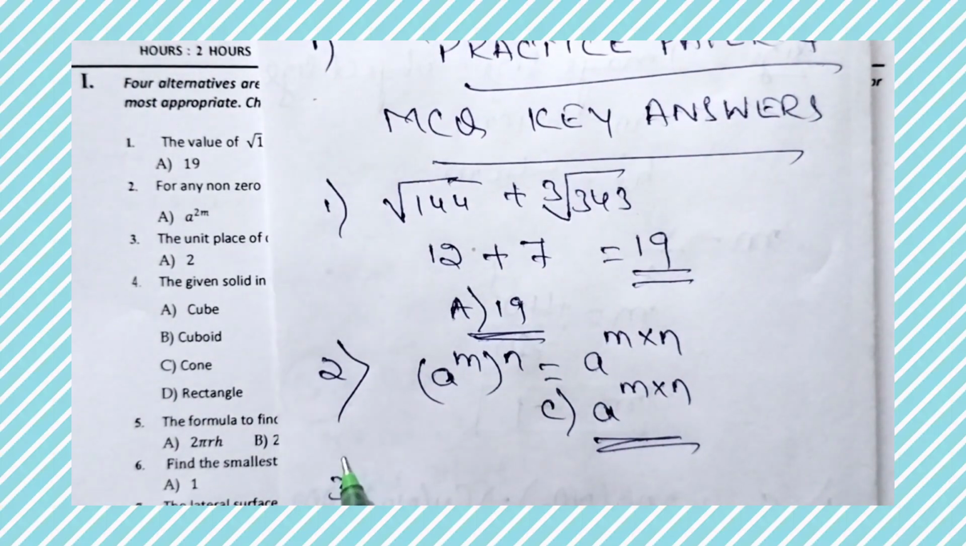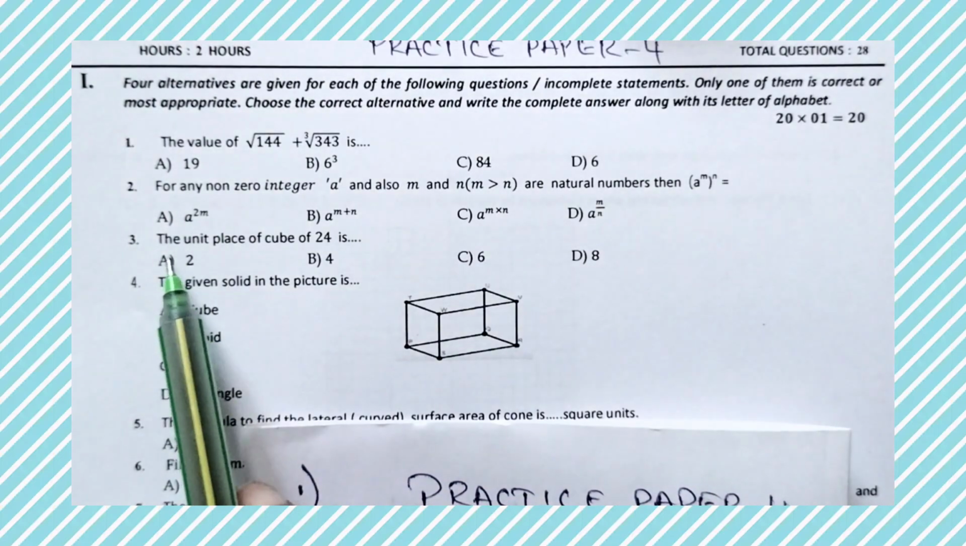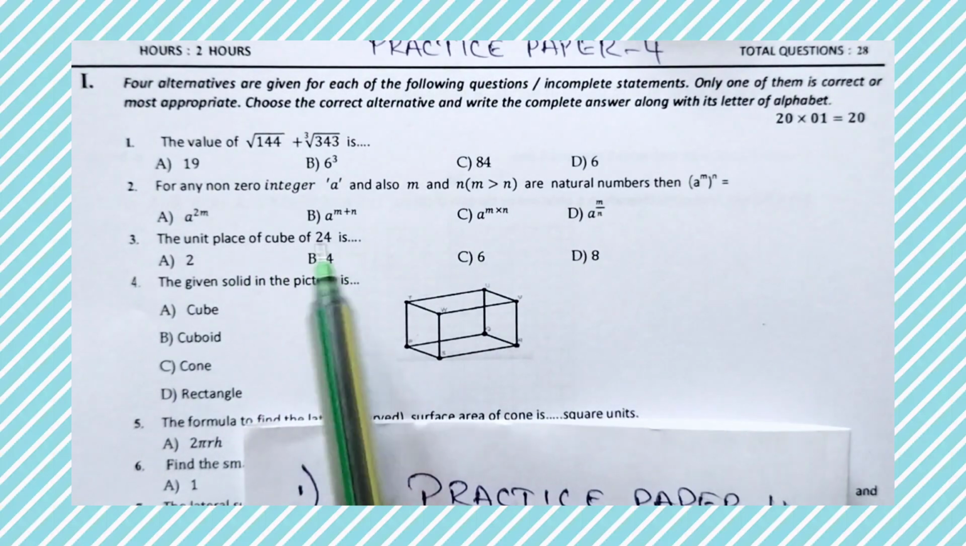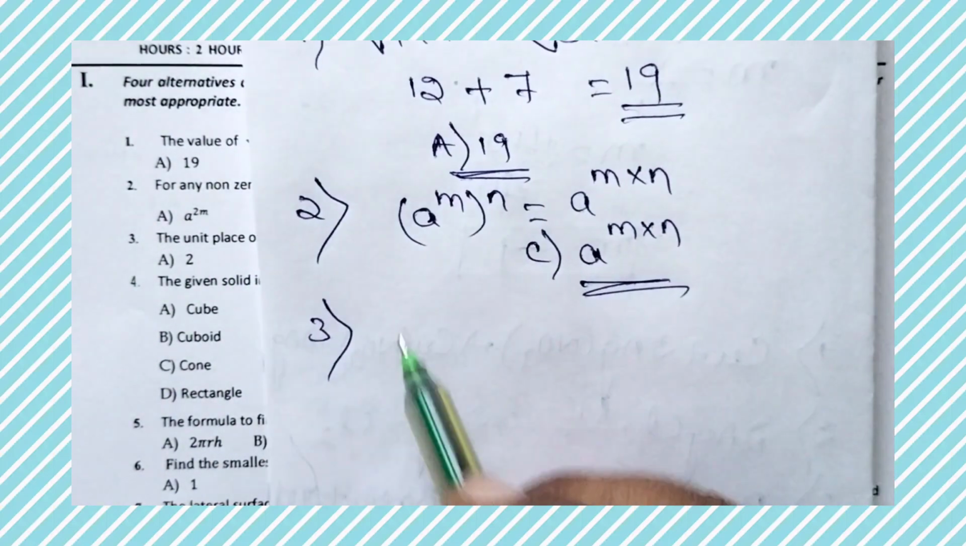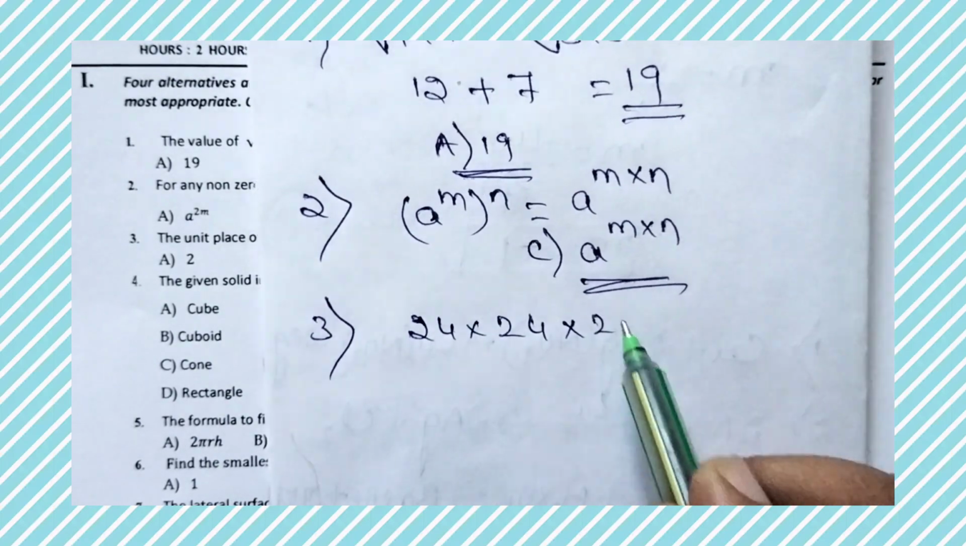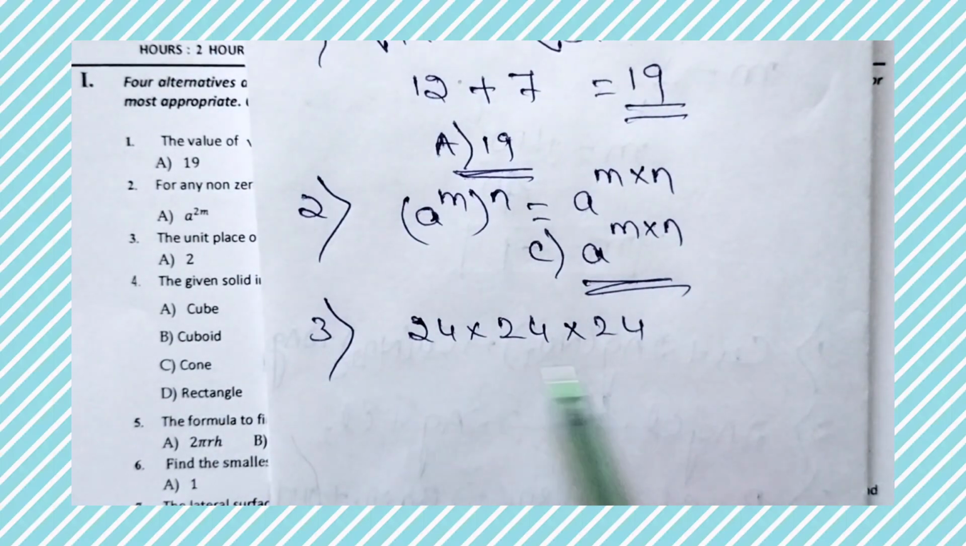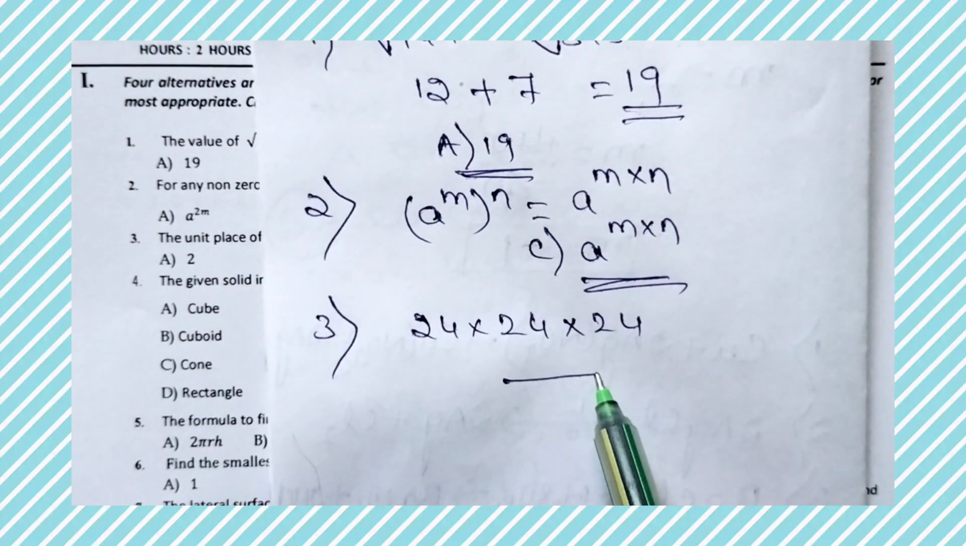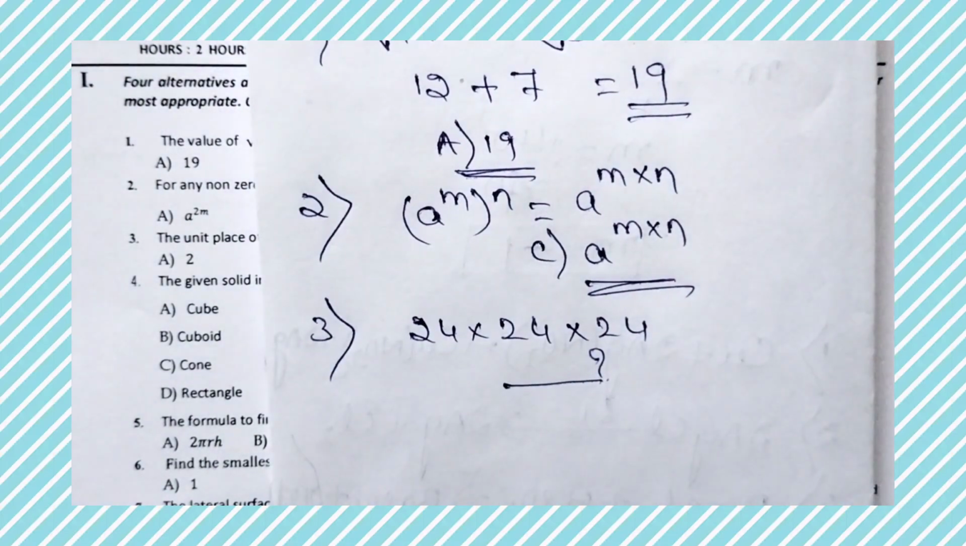Then coming to the third question. In the third question, the unit place of cube of 24 is. That is, if you multiply 24 three times, 24 into 24 into 24, you will get some number. In that number, what will be the unit place, he has asked.